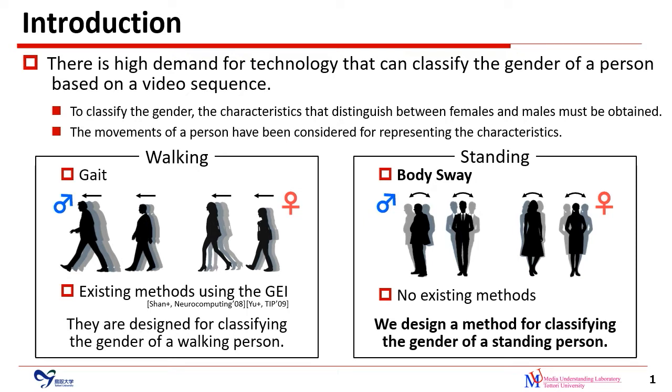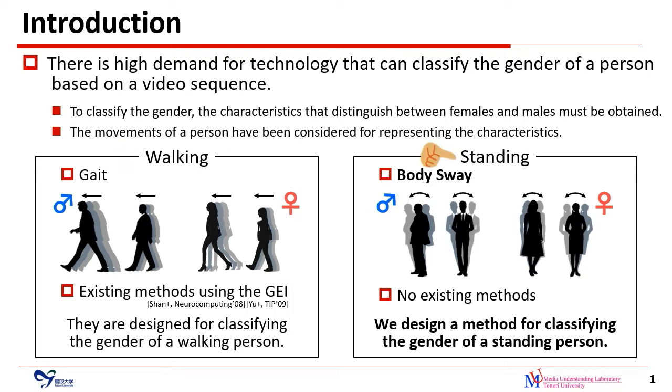The movements can be divided into walking movements and standing movements. Gait can be observed from a walking person. GEI is a feature for representing gait. Some existing methods are using the GEI. However, the existing methods are designed for classifying the gender of a walking person.